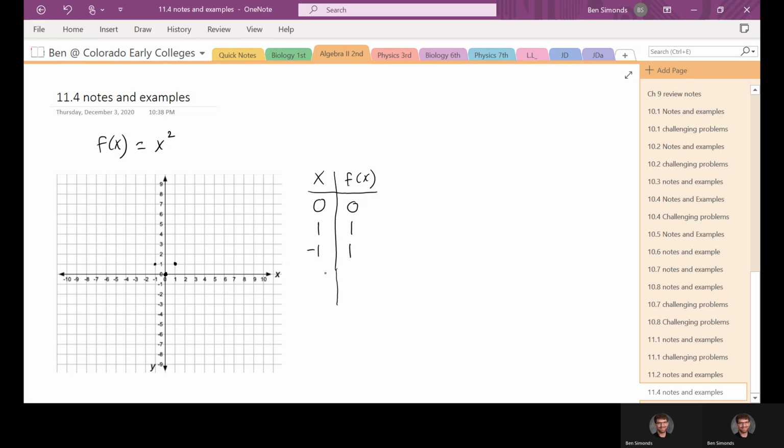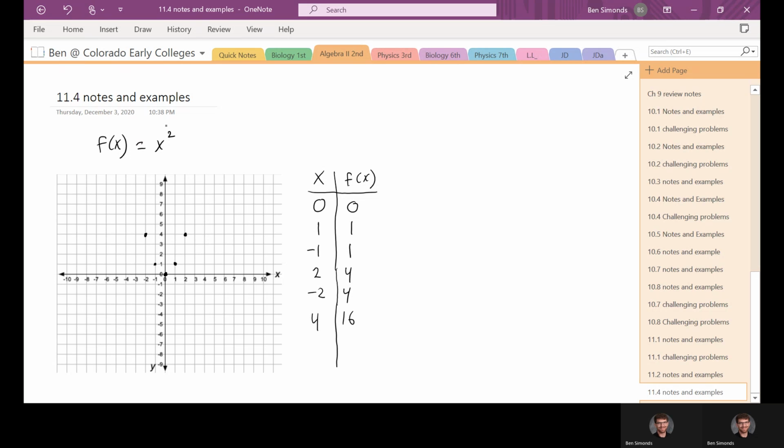All right, let's keep rolling. 2 squared is 4. So we come right up here to 4. And negative 2 squared is also 4. Come right up here to 4. So let's expand out a little bit. Let's check out what 4 squared is, right? So if x equals 4, 4 squared is 16.